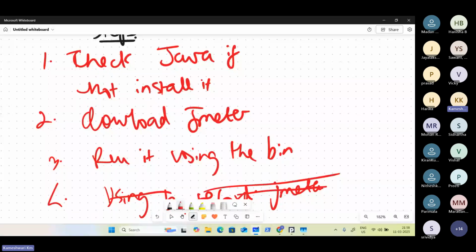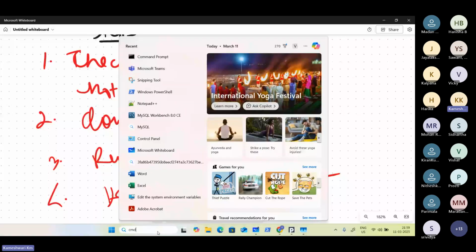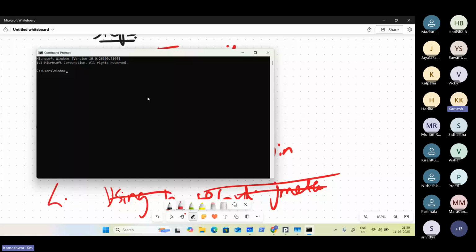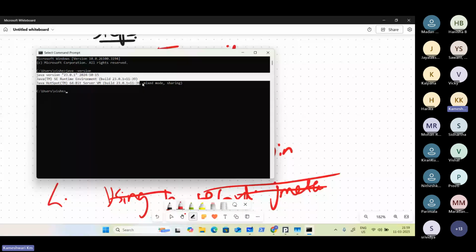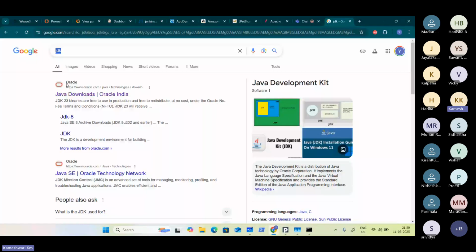Okay. So first of all, check Java, and if it's not installed, for that just enter CMD in your search bar. Go to command prompt, click on open. So this screen will open for you. Now here, just enter java version. This should give you a result, the Java version, whatever number you are using, 23.01 or whatever. If this is not coming, what you need to do is go online, go to your browser, and enter JDK. Here you will go to Java downloads, Oracle India. Click on that.